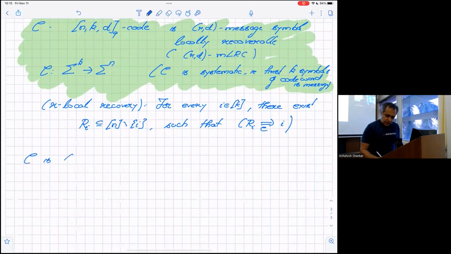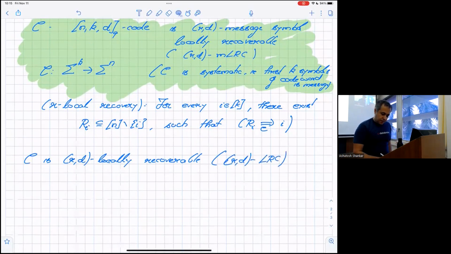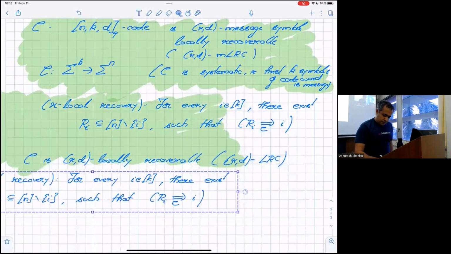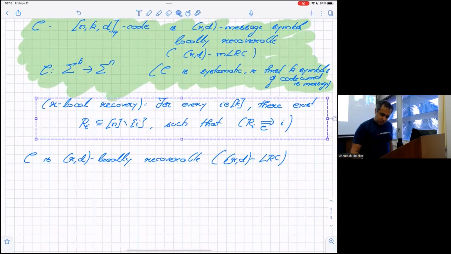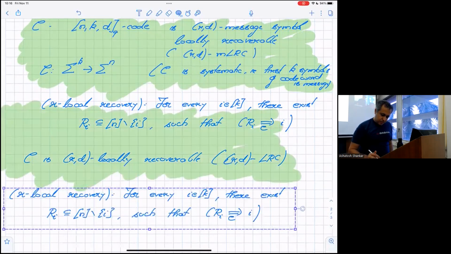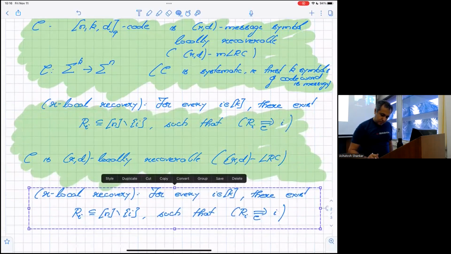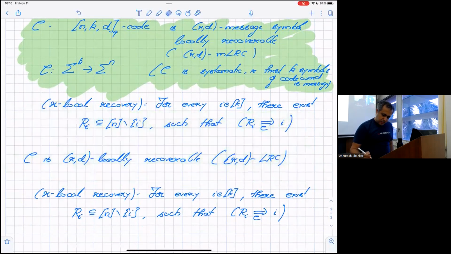You say that C is RD locally recoverable, or RD-LRC, if this condition holds, with the only restriction that this is n. So there will be two different things.